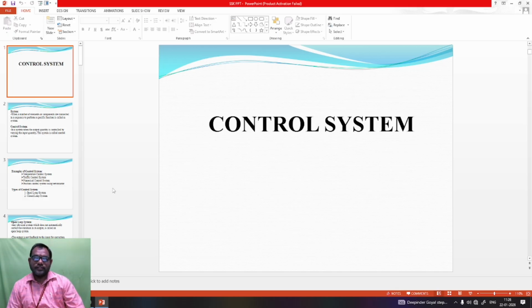So today we are going to discuss the control system and its applications. Initially we need to understand the concept of system and the introduction to the control system. After that, we have to understand examples of the control system, open loop control systems, closed loop control systems, block diagram of control system, and signal flow graph. So these are the topics we are going to discuss in this subject.